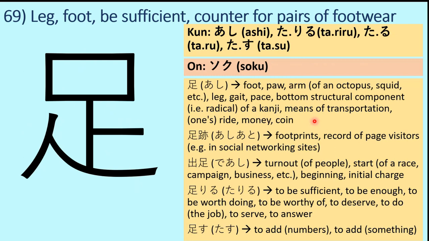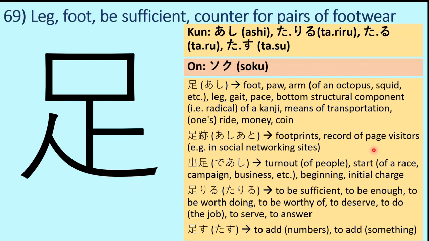Just remember that this symbol represents leg, foot, or counter for pairs of footwear. Then we have ashiato. Ashiato, footprints, record of page visitors, for example, in social networking sites. Then we have deashi. Deashi means turnout of people, start of a race, campaign, business, etc. That is beginning or initial charge.